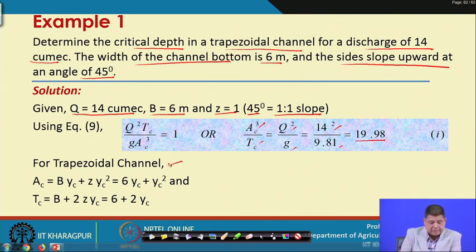And for a trapezoidal channel, we know that if we are talking about critical condition, because this is the critical condition we are talking about, if you consider that depth is critical, so area is critical. So, critical area is b y c plus z y c square, b is given as 6 and z is given as 1. So, that means A C becomes 6 y c plus y c square and T C is b plus 2 z y or 6 plus 2 y c.